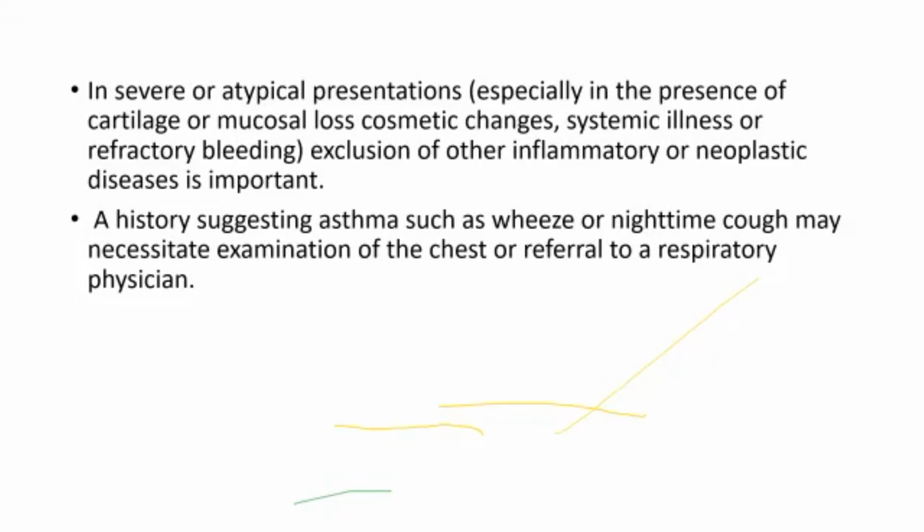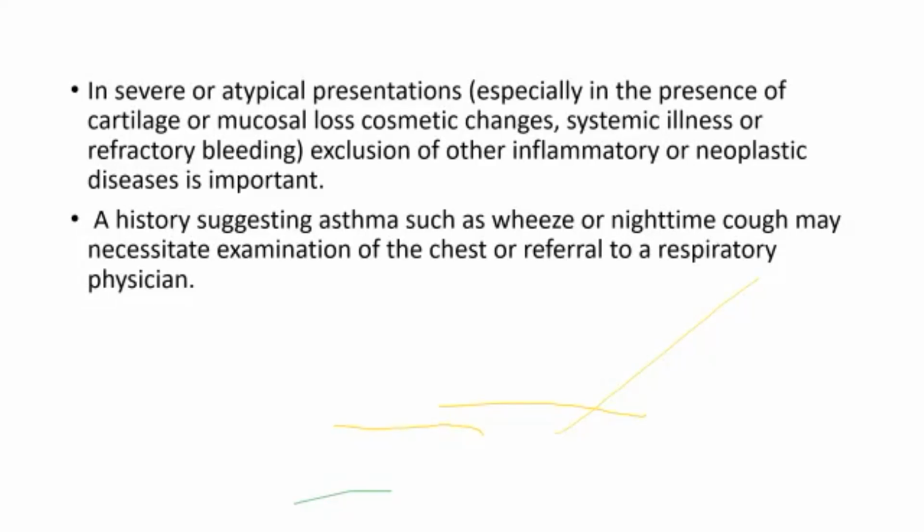In severe and atypical presentations, especially in the presence of cartilage or mucosal loss, cosmetic changes, systemic illness, or refractory bleeding, exclusion of other inflammatory or neoplastic diseases is important. A history suggesting asthma, such as wheeze or nighttime cough, may necessitate examination of the chest or referral to a respiratory physician. So you should keep these things in mind. Cartilage loss, mucosal loss, cosmetic changes, systemic illness, refractory bleeding, any bleeding, and inflammatory or neoplastic conditions are very important. If asthma and wheeze coexist, you have to refer to a chest physician, that is a pulmonologist.